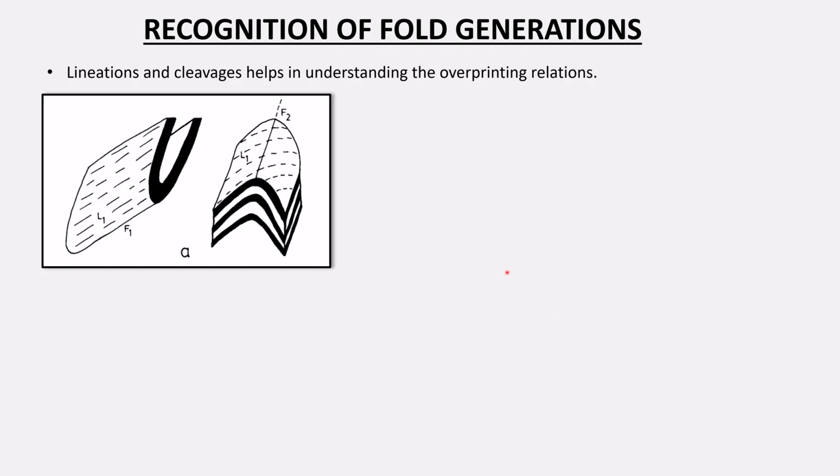Now, in field work, let's discuss how we can identify that the region suffered this type of different deformation, the superimposed folding. There are lineation and cleavage, which help in understanding these overprinting relations. Taking an example here, a fold is developed, and here the lineation is developed parallel to the hinge line or fold axis. If the region suffers another deformation, the lineation also becomes deformed. That is an indication of the different deformations the region suffers.